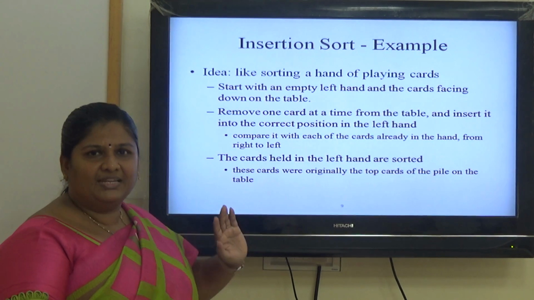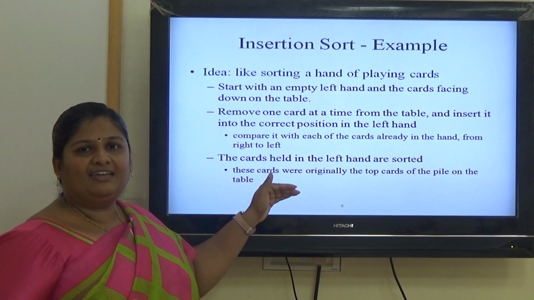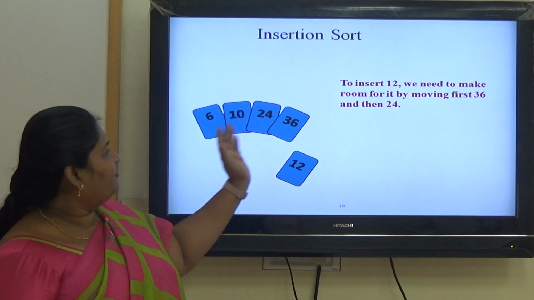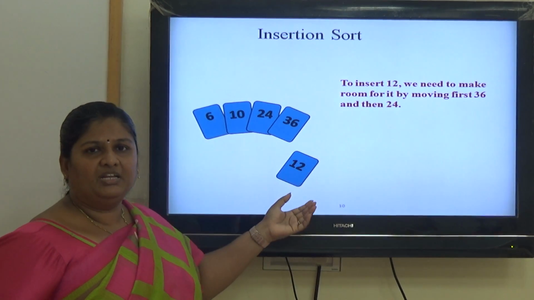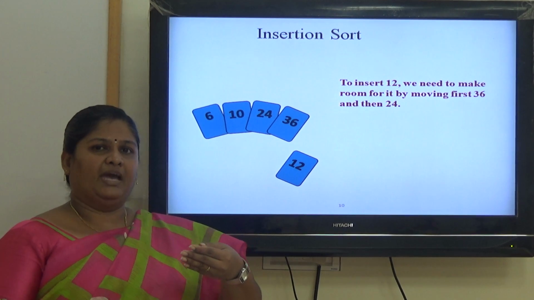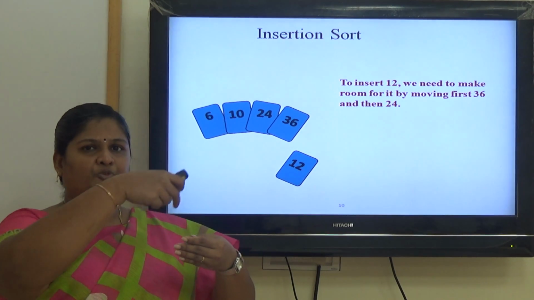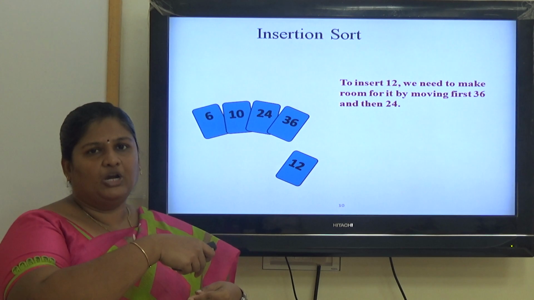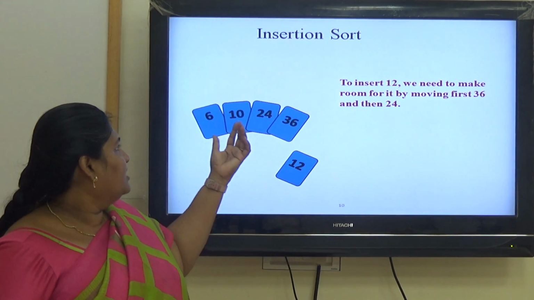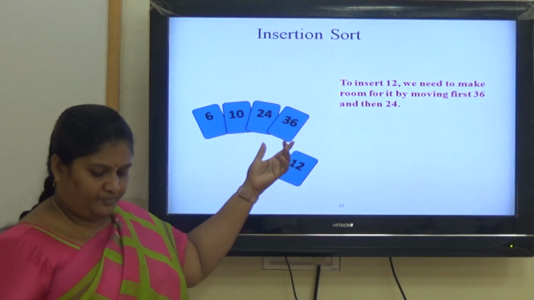To easily understand the concept, we can take an easy example, playing cards. For example, when I have 4 cards in my hand and a new card is dealt, what will I do? I will move to the position where the card is to be inserted. For example, I have to insert 12. Already I have the cards 6, 10, 24 and 36.